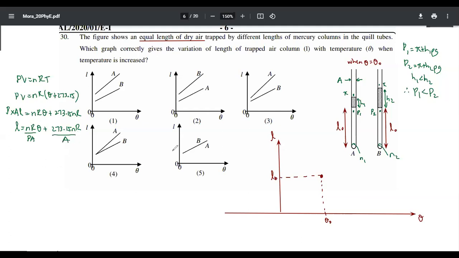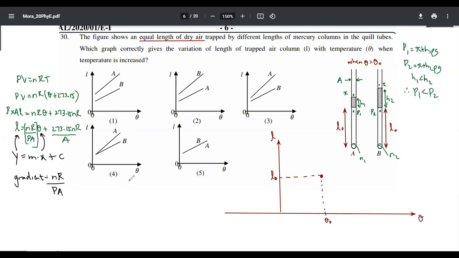Now, this is the gradient of the graph, nR over PA. The graph looks like what, people? Y equals mx plus c. L, the length, is on the y-axis, theta is on the x-axis. And look at the gradient now. Gradient is equal to nR over PA.